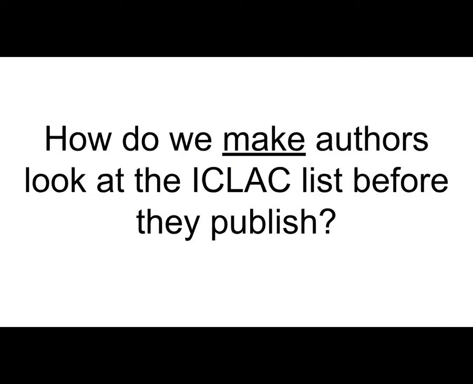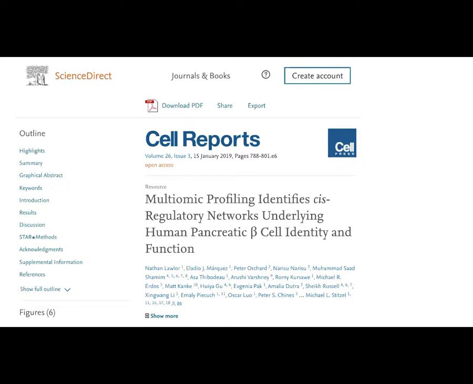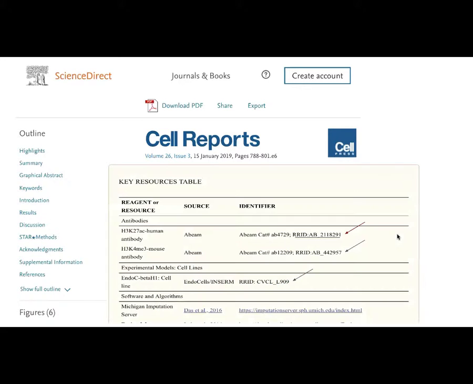Okay, so how do we actually make, this is a big question, authors look at the ICLAC list before they publish their papers? So here is one example where an author had to look at a particular cell line. This is in Cell Reports, recently published in January: profiling human pancreatic beta cells.